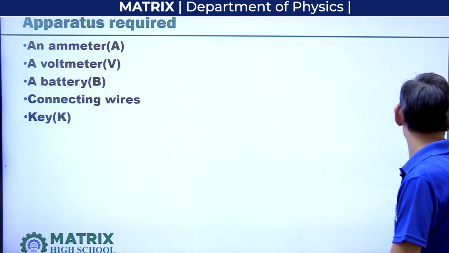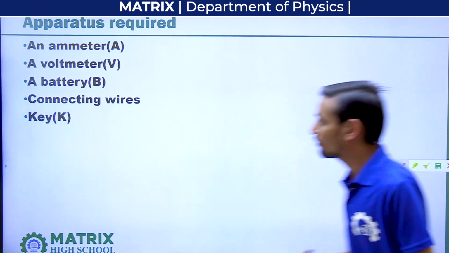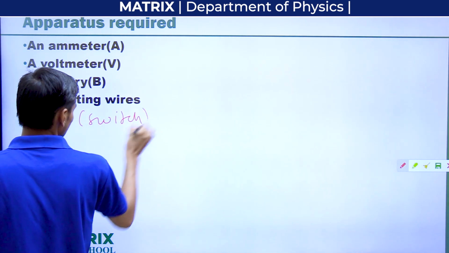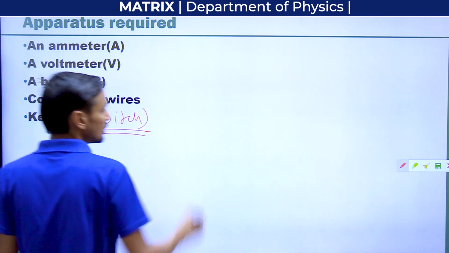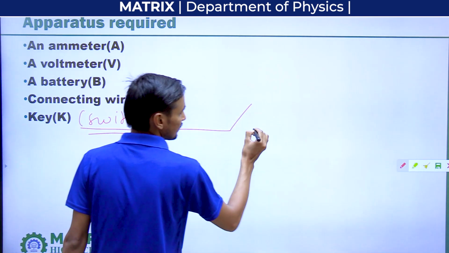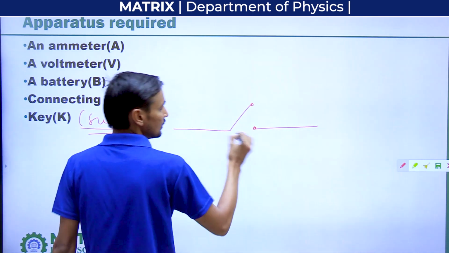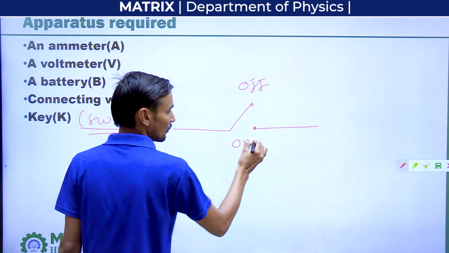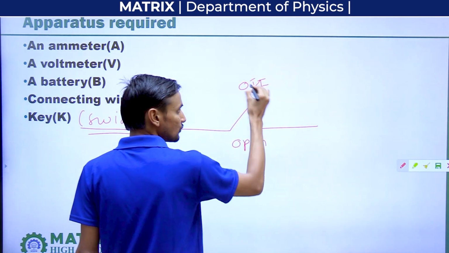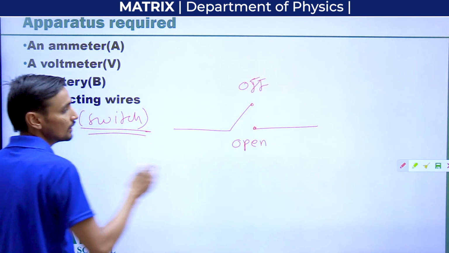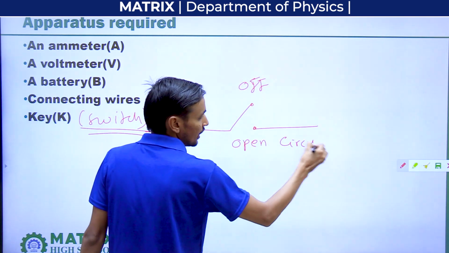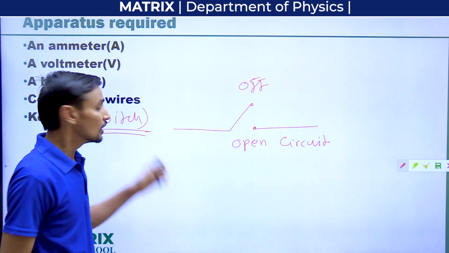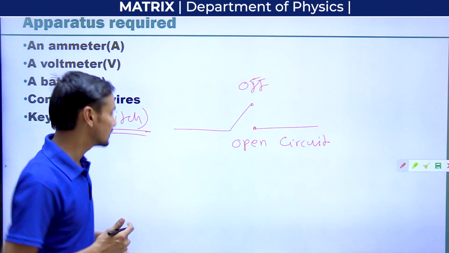Next is a key. Key, or we can say it is a switch. So a key is denoted in a circuit by this. This is off, or open circuit, off switch, or off key, in which the circuit is not connected. The circuit is not connected, so no current will flow through the circuit.